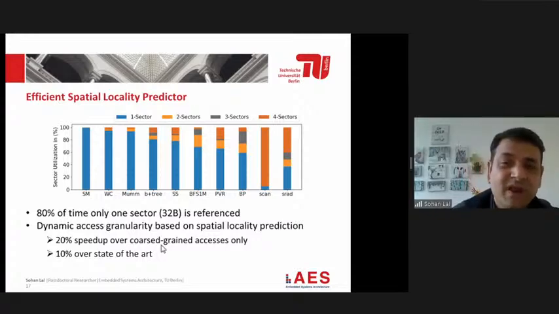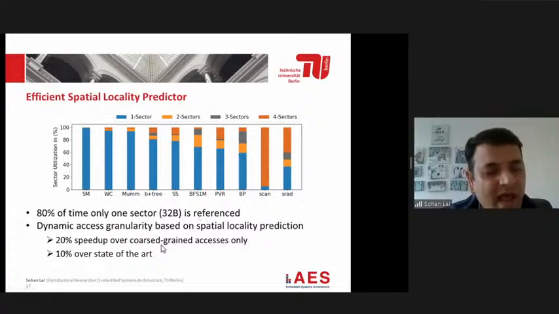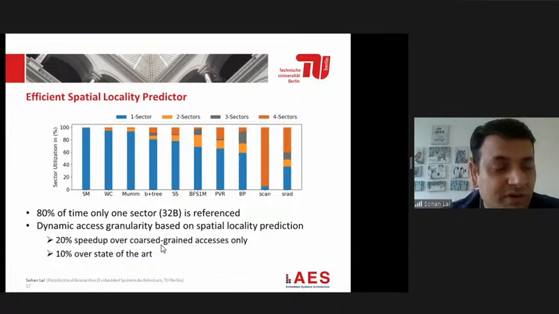This figure shows, when we divide a 128 byte cache line or memory transaction into 4 sectors, with each sector 32 bytes, how many sectors are used on average. The figure shows that 80% of the time only one sector is referenced. Most of the time we are bringing 128 bytes into our memory or caches, but we are only using 32 bytes out of that. This is not good, right?